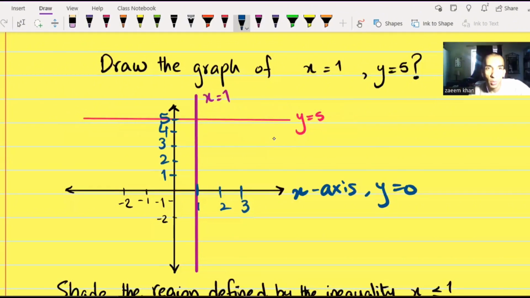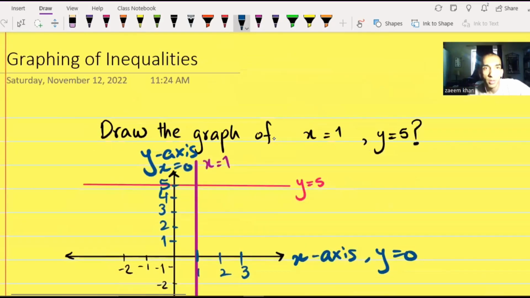What's another name for the y-axis? X is equal to 0. Since it's a vertical line, it's going to be in terms of x. So remember this: whenever it's a horizontal line, it's going to have the subject y. And whenever it's a vertical line, it's going to have a subject of x.